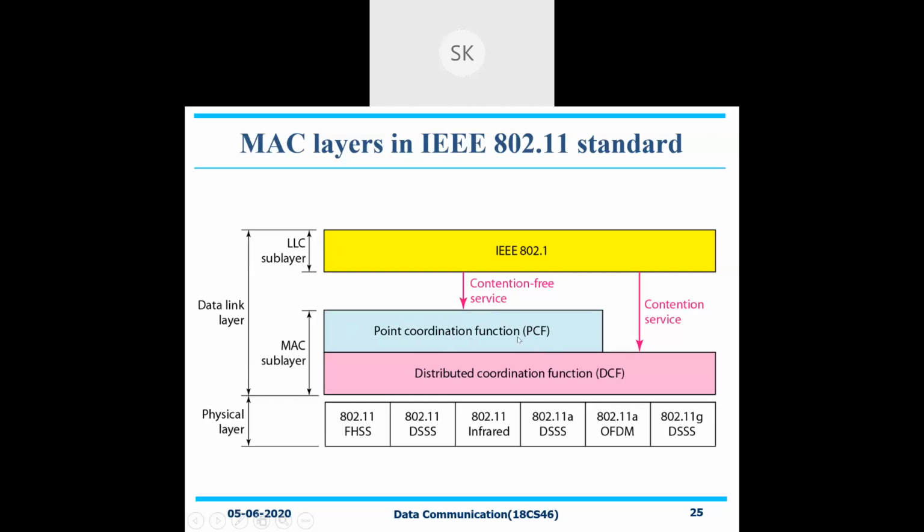One is point coordination function, another one is distributed coordination function. Why do you require point coordination and distributed coordination? Point coordination works with respect to your ad hoc networks, point to point, whereas distributed coordination will be taken care of with respect to your extended service sets. This is with respect to your BSS, that is basic service set. This is with respect to your extended service set.